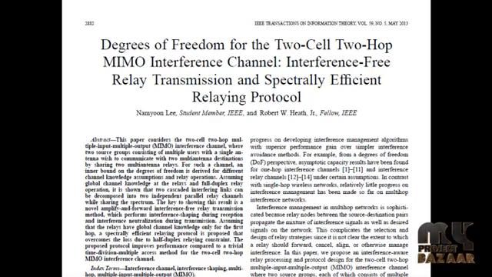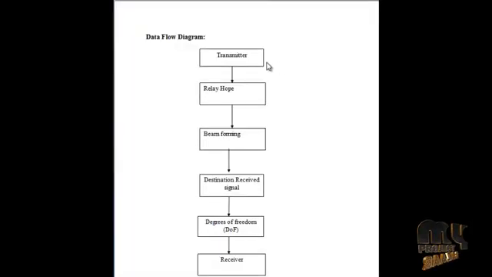A spectrally efficient relay line protocol is proposed that overcomes the losses due to the half duplex relay line constraint. The proposed protocol improves the performance compared to a trivial time division multiple access method for the 2-cell 2-hop MIMO interference channels. Now let's demonstrate the data flow diagram. It consists of transmitting, relay hopping, beamforming, destination received signal, degrees of freedom and receiver.